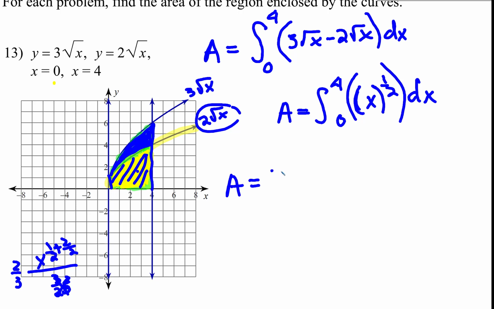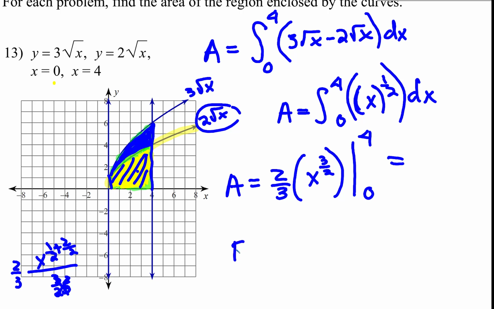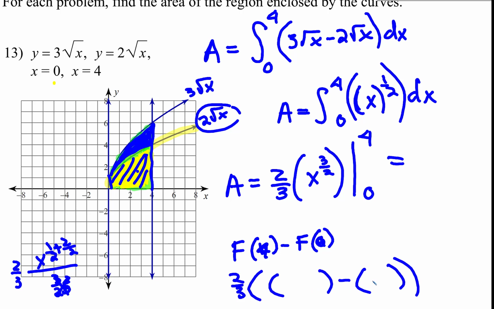So this is 2/3, and then that's x to the 3/2, and we're going from 0 to 4. But remember, it's f of b, the upper bound, subtract f of the lower bound, a. So f of 4 subtract f of 0. I'm going to leave a 2/3 on the outside, and then on the inside it'll be f of b subtract f of a.